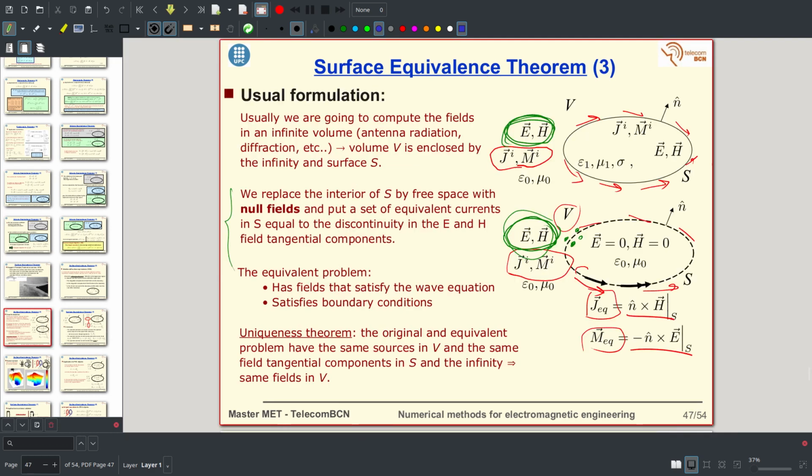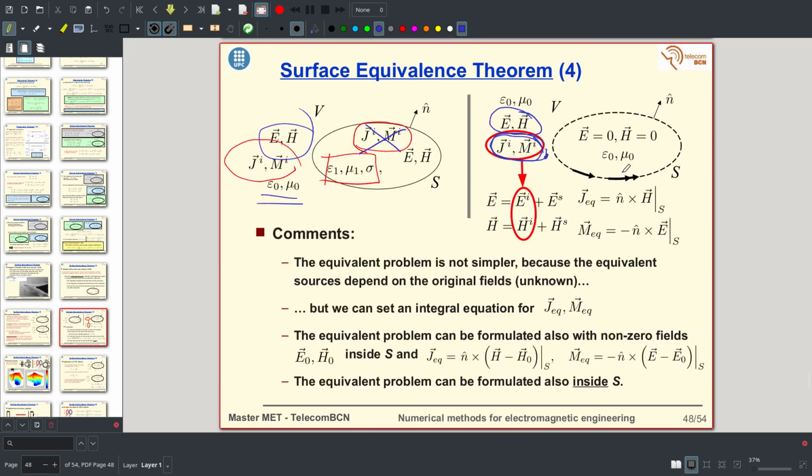Remember that when we remove everything inside S, we substitute it by zero fields and free space, so we remove the fields, the object, but also the impressed currents inside S. So in the equivalent problem we have only the sources outside S, the original sources, impressed currents, but also the equivalent currents along surface S. And by superposition, since we have two sets of sources, the original or impressed sources outside S and the equivalent currents along S, we split the total fields into the summation of the fields due to impressed currents in free space, because we have free space everywhere now.